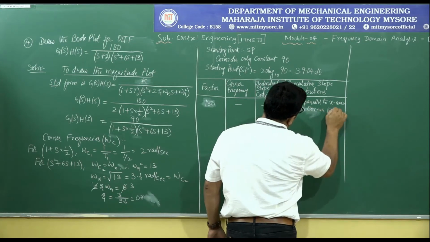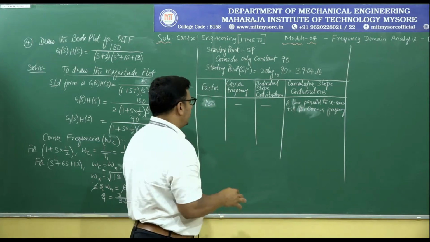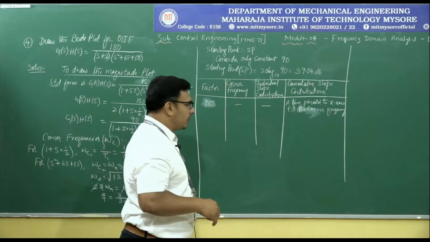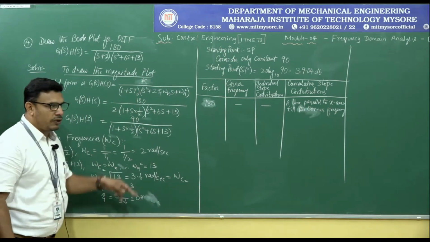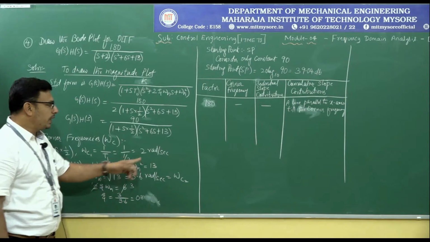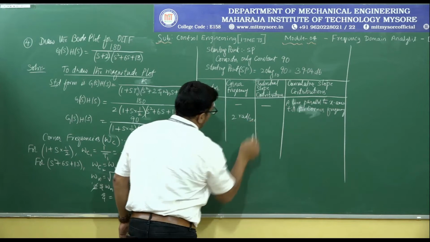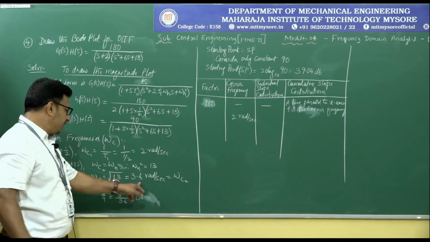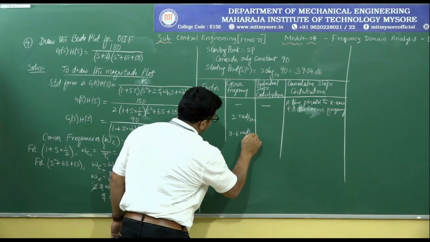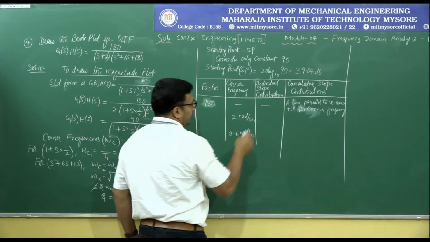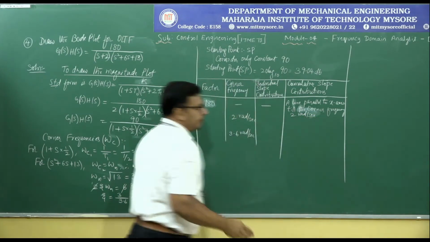corner frequency. When we say corner frequency, which corner frequency? First fill the corner frequency column. What does the corner frequency column contain? The lowest corner frequency must be written first. So 2 radians per second will be the lowest corner frequency, and 3.6 radians per second is the next corner frequency. So here when we say till the corner frequency, 2 radians per second.